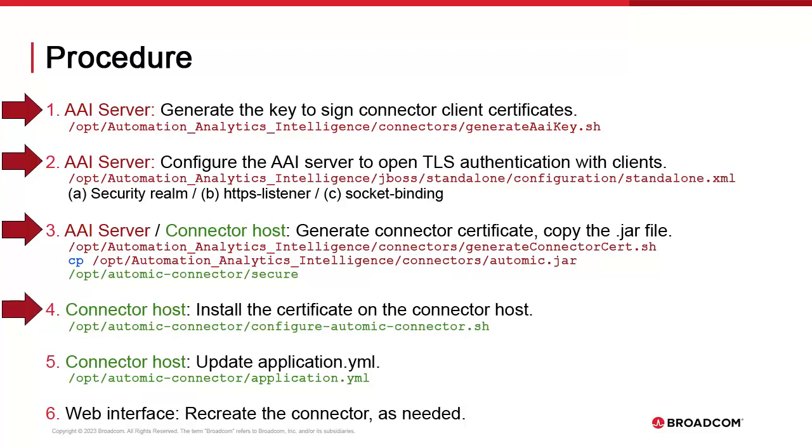We reinstall the connector module, which is now TLS enabled. For this, we have the file configure.atomicconnector.sh. Finally, we have to update the application.yaml configuration file. This contains settings for the connector. We use it to enable SSL for the connector. Finally, as a last step, we have to recreate the connector in the web interface. If we run into issues, we can check the connector log and restart the connector as needed until it works.